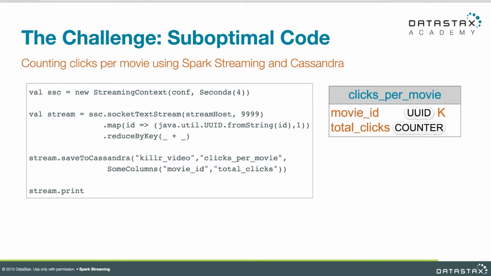Now that print is a little bit contrived, but think about it. Save to Cassandra and print, they're both output operations. That means they're going to trigger computation twice. And if you actually ran this code the way you see it here, you'd do the reducing twice too, and that would be a huge waste.